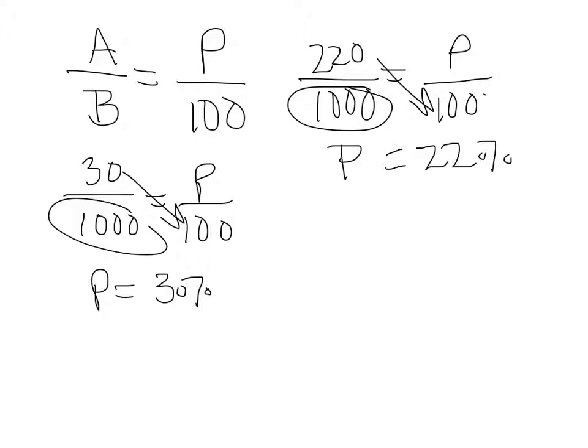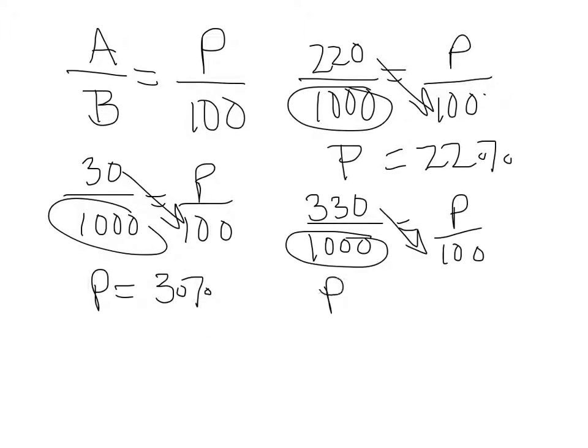And then we could do the one on the bedroom floor, which is 330. We go 330 over 1,000 equals P over 100. We would cross multiply and divide, and P would equal 33%. And then finally, there is on the bed, 420. I think I said 120 earlier, I misread that.